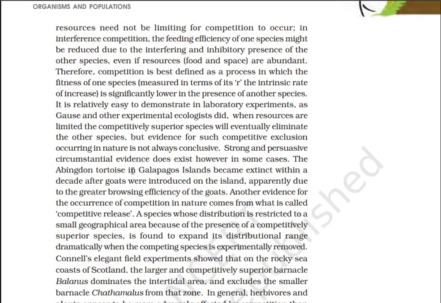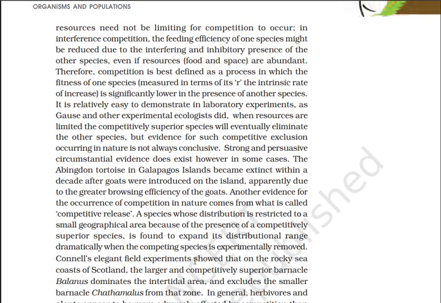The Abingdon tortoise in Galapagos Islands became extinct within a decade after goats were introduced on the island, apparently due to the greater browsing efficiency of goats. Another evidence for the occurrence of competition in nature comes from what is called competitive release. A species whose distribution is restricted to a small geographical area because of the presence of a competitively superior species is found to expand its distributional range dramatically when the competing species is experimentally removed.